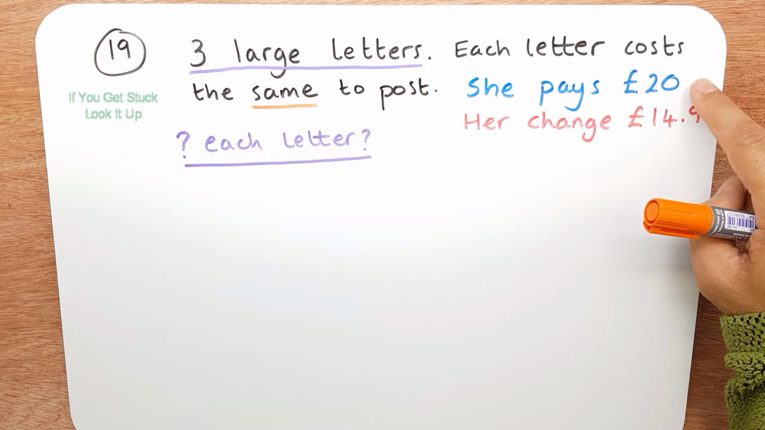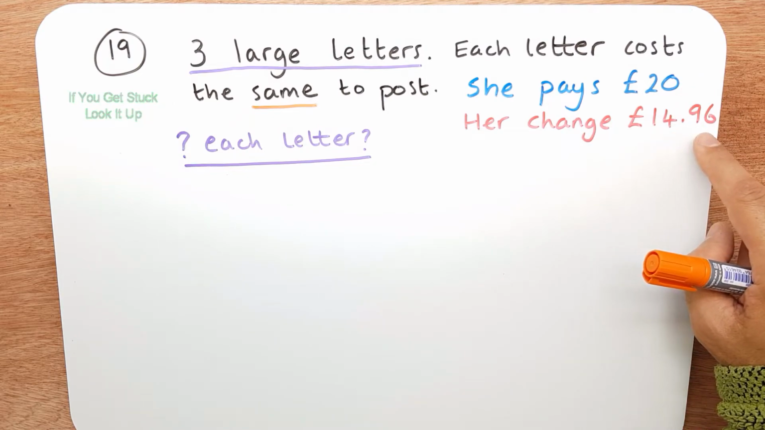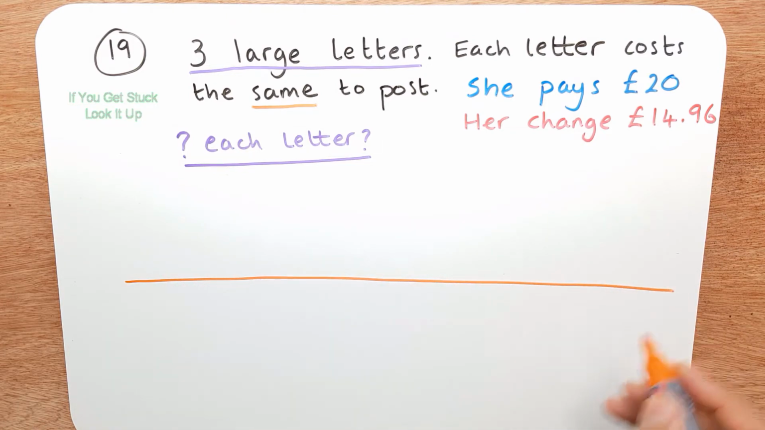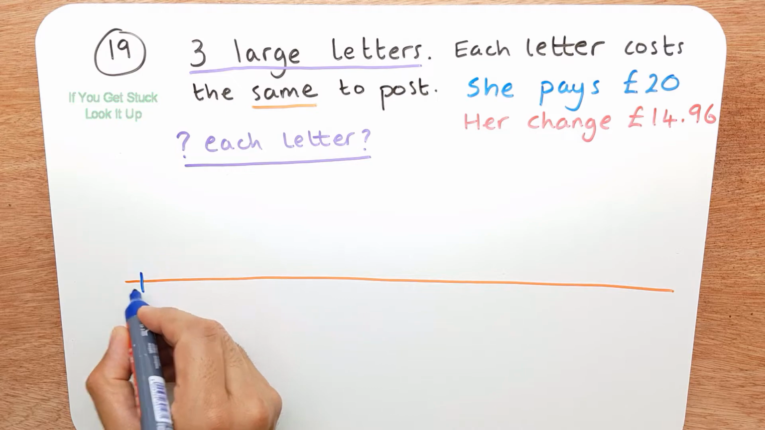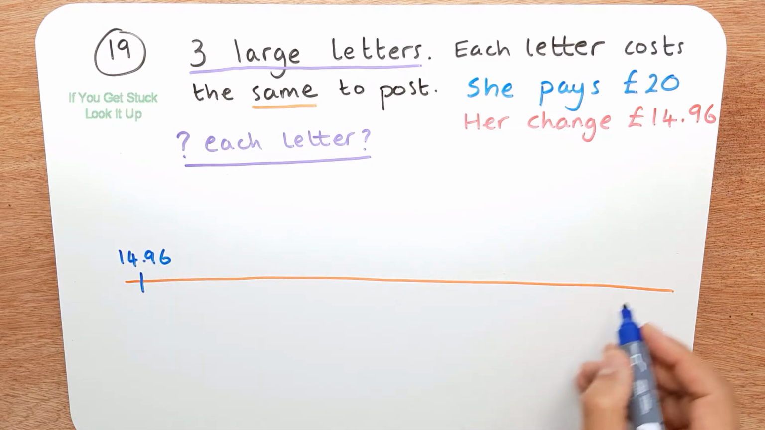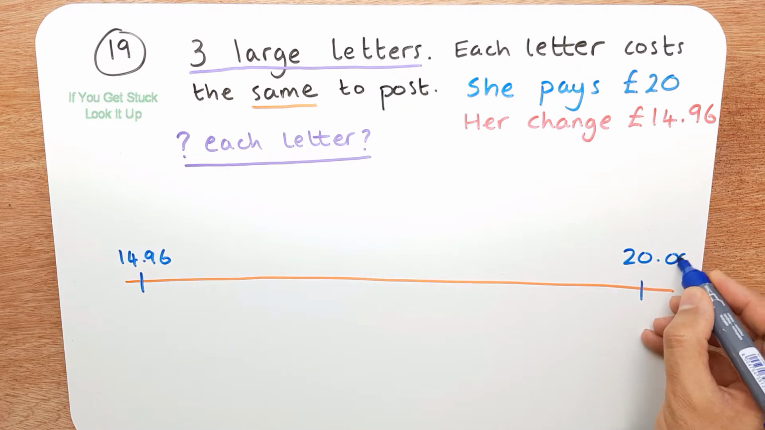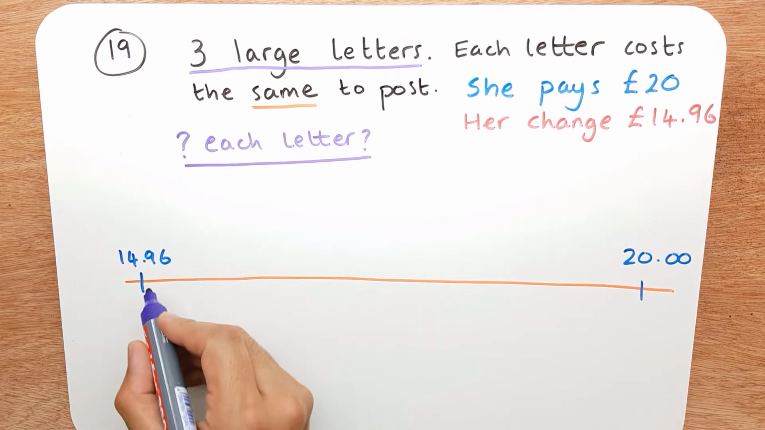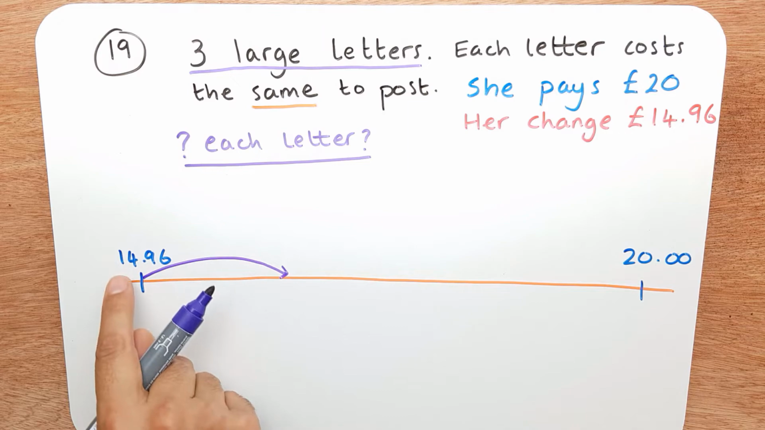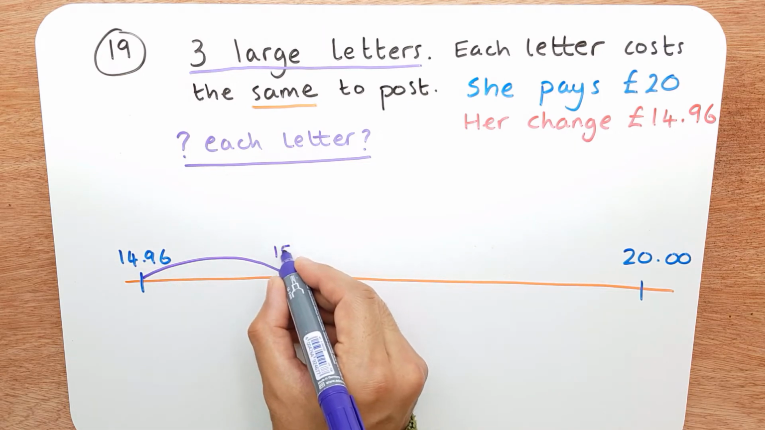Now I want to look at another way of doing 20 take away 14.96. What some children do, they use a number line. They start at £14.96 and they go all the way to £20.00. And what they do is they jump forward. So I'm going to jump from £14.96 to £15.